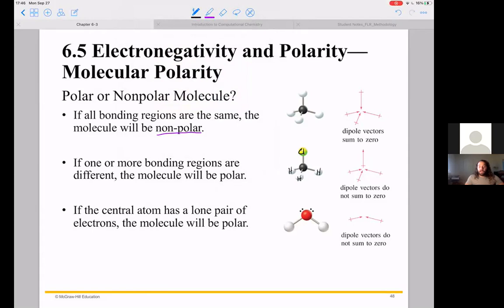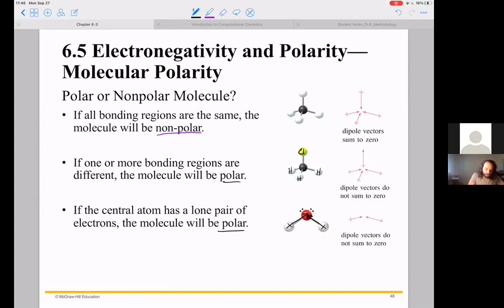And then lastly, if there are lone pairs on the central atom, that will also make it so that these dipole vectors don't cancel out. And so those molecules will also be polar, right? So in this case here, I have these two arrows pointing towards that electronegative oxygen. On the other side are lone pairs, so they don't get canceled out. And so water would be an example of a polar molecule.